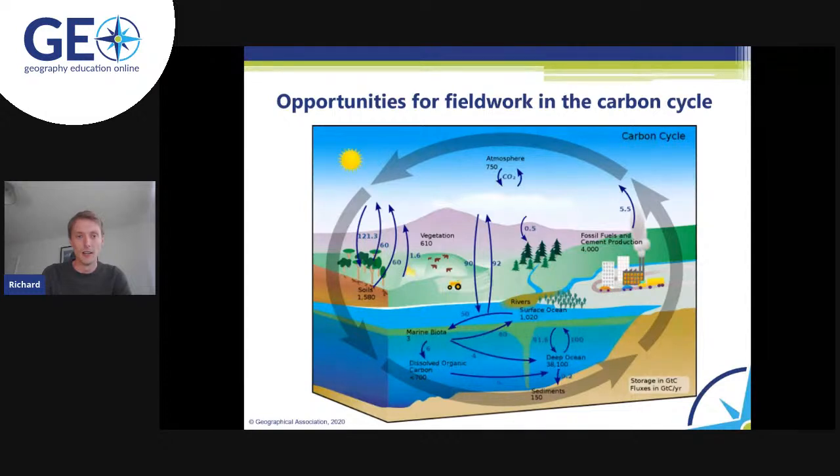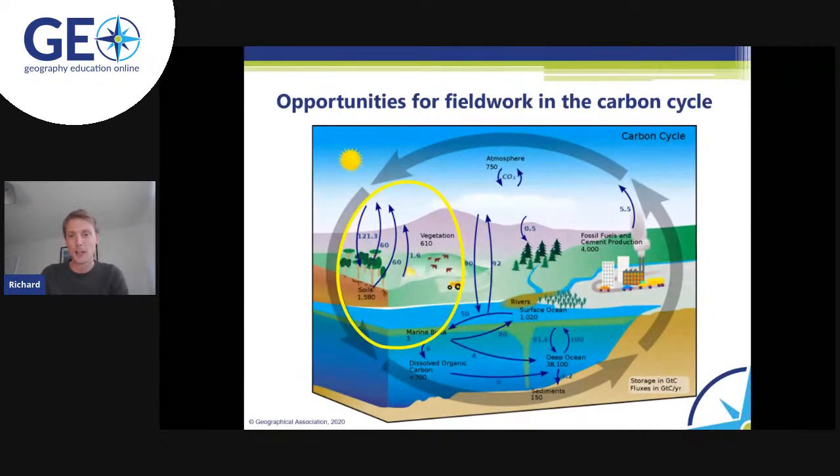Cool. Let's have a look at some of those things then. On my carbon cycle here, I've circled soil and vegetation as two that are very accessible for us to investigate. Everywhere we go, there's often soil underneath our feet, if we're in a park or field, out in the countryside, or even out and about in town. And there's normally vegetation all around us as well.